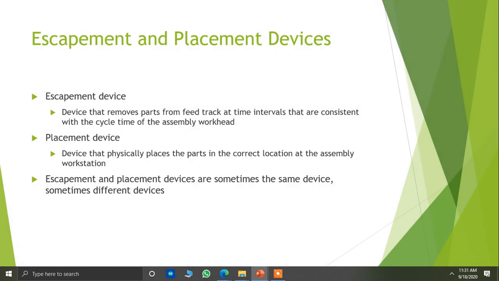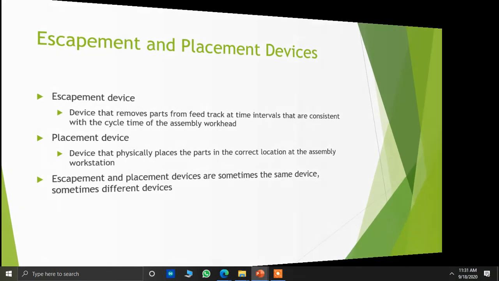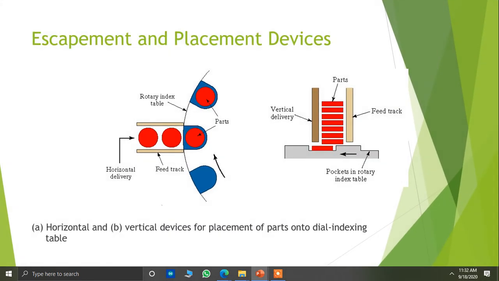Escape and placement devices are more or less like dial type indexing devices. You have a rotary table, and this rotary table will feed the objects into a feed tracker, or vice versa. In certain cases, the feed tracker will feed the objects into the rotary table. This typical arrangement is used when you want bottle capping or something like that. Bottle capping is the best example.